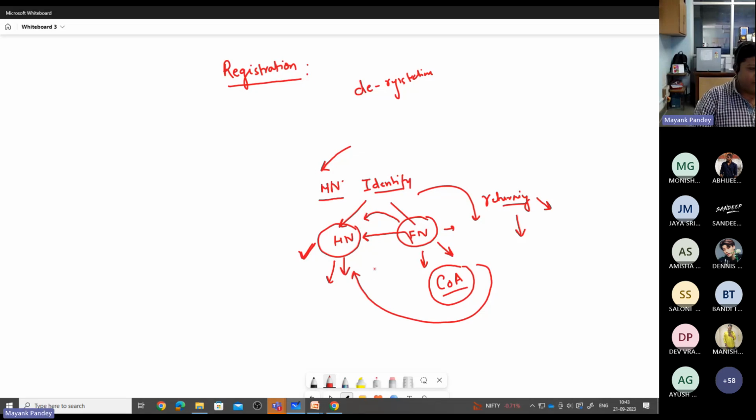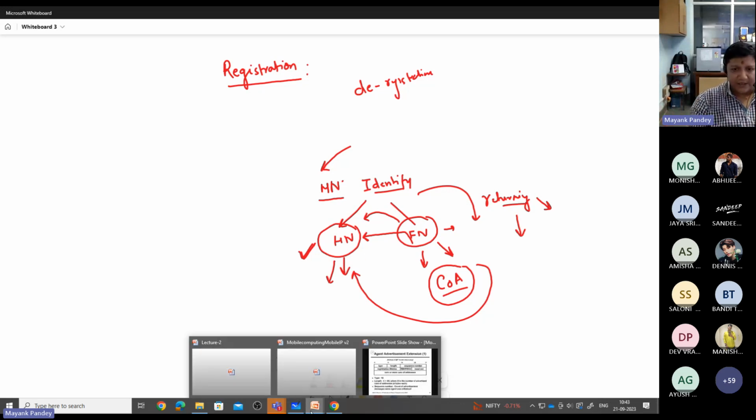So I'm telling it again: when a mobile node moves into a foreign network, it will be able to listen to the agent advertisement. Listening to the agent advertisement, it will know the care of address, because those agent advertisements are advertising those care of addresses also. Using this care of address, it will send a registration request towards its home agent via the foreign agent. How is this done? Just see here.